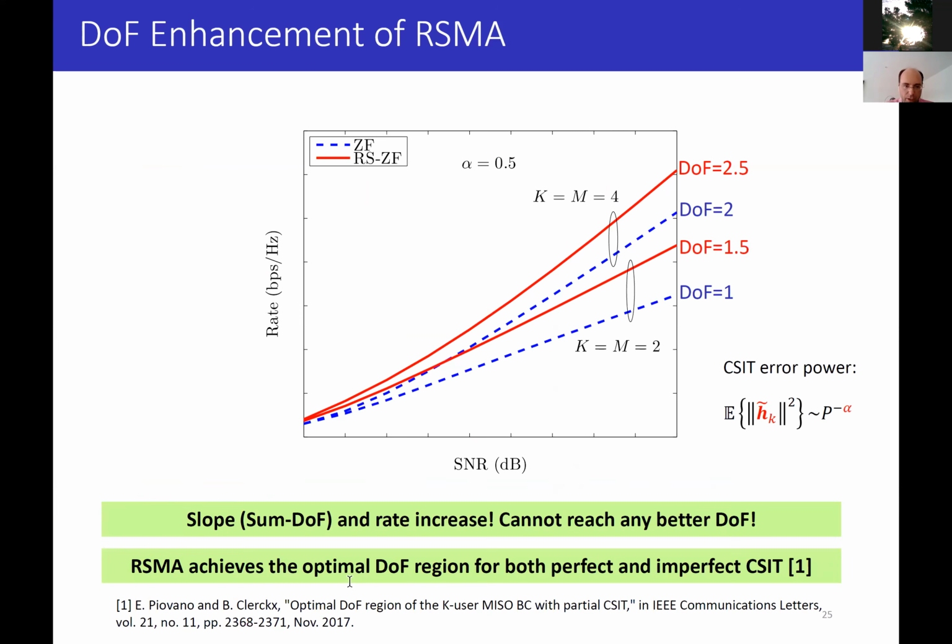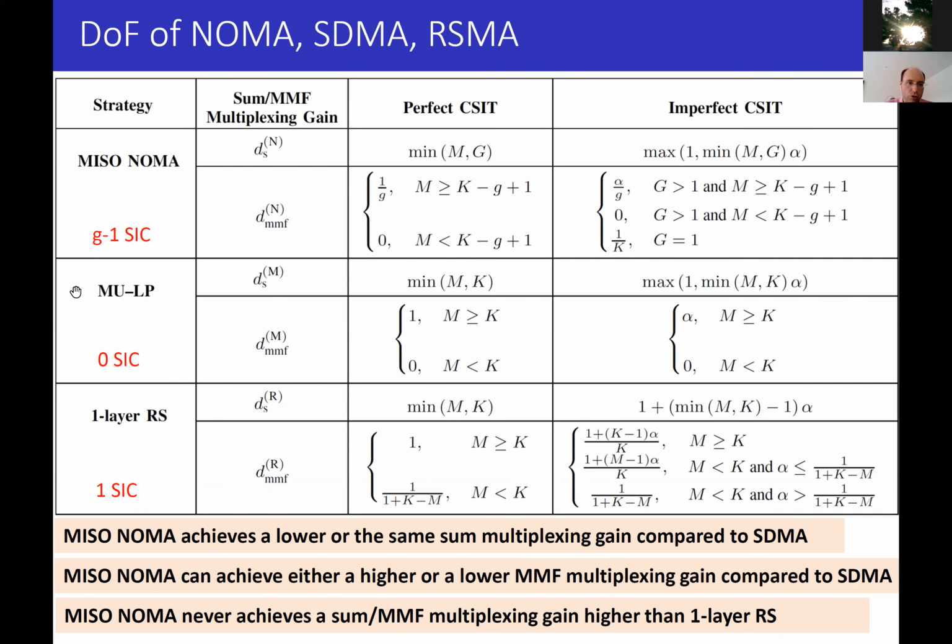Right, and keep in mind, importantly, when you do SDMA or multi-user linear precoding, you don't have any SIC at the receiver. When you have NOMA, you have G-1 SIC at the receiver. When you do one-layer rate splitting, you have one SIC at the receiver. So when we say NOMA achieves a sum multiplexing gain over SDMA, well, that is at the additional expense of a higher receiver complexity than SDMA.